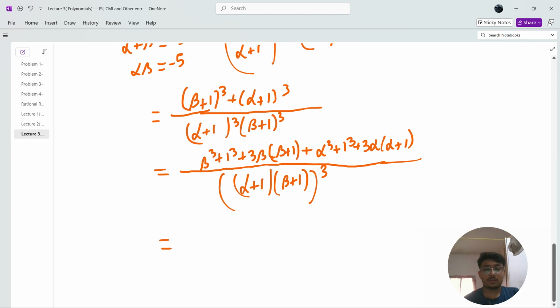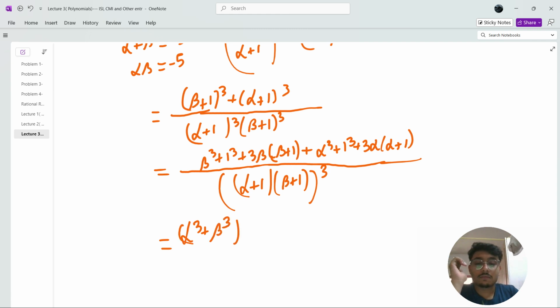Time to just rearrange things. So we'll be arranging the alike things. How? Alpha cube and beta cube, I have brought it together, plus what are we left with? So alpha cube, beta cube is done, alpha cube is done. So 1 cube plus 1 cube, that is your 2. That is also done. Now we are left with 3 beta into beta plus 1 plus 3 alpha into alpha plus 1.